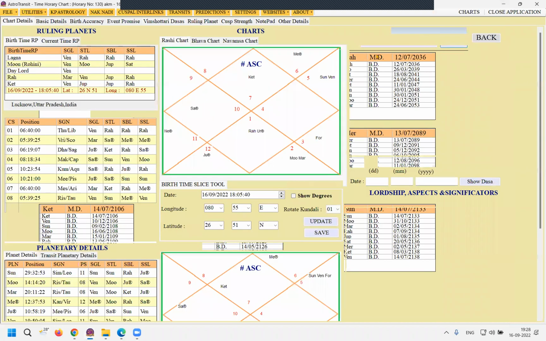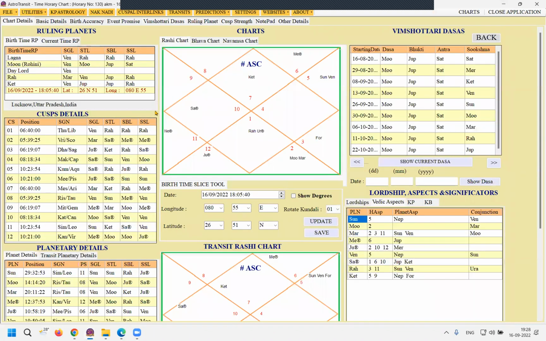So by this system, you can straight away give the pinpointed reply to any question of the Jataka. And this software interlinks 3 different methods, the KP Astrology, the Nakshatra Nadi, and Cuspal Interlink, giving you the detailed analysis.